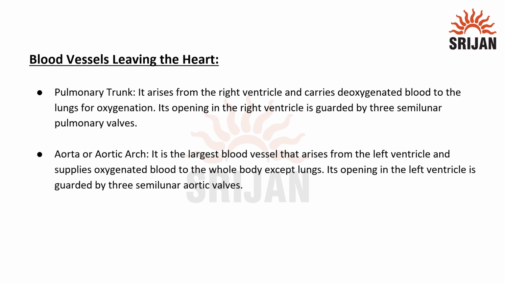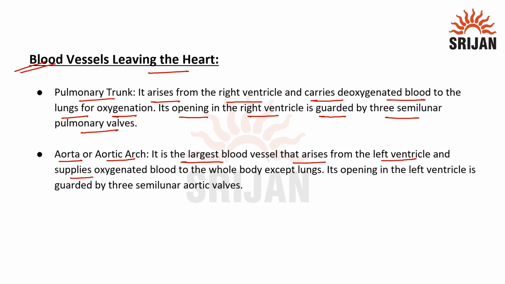Now let's talk about blood vessels leaving the heart. The pulmonary trunk arises from the right ventricle and carries deoxygenated blood to the lungs for oxygenation. Its opening in the right ventricle is guarded by three semilunar pulmonary valves. Next is the aorta or aortic arch. It is the largest blood vessel that arises from the left ventricle and supplies oxygenated blood to the whole body except the lungs. Its opening in the left ventricle is guarded by three semilunar aortic valves.